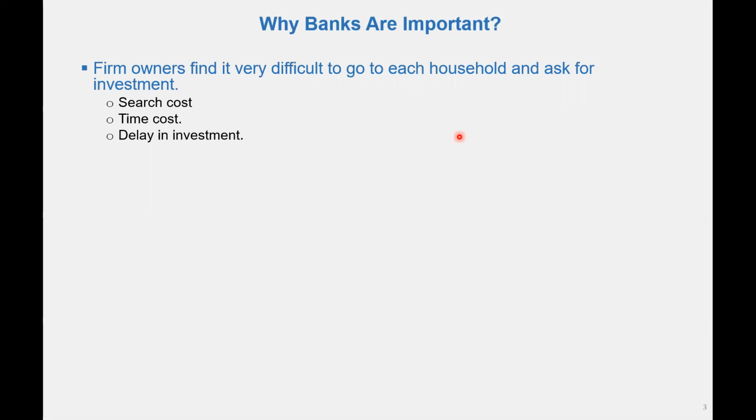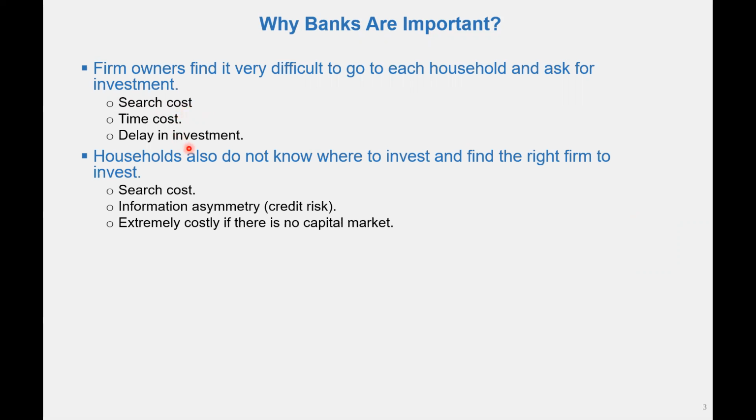Then these firms go and search for the households who have savings. Whenever they search, they have to go to each door and collect money. That will take time and also delay the investment. Similarly, the households don't know the firms, so that is also a search cost for the households. So here the search cost is coming from the firms, and here the search cost is coming from the households.